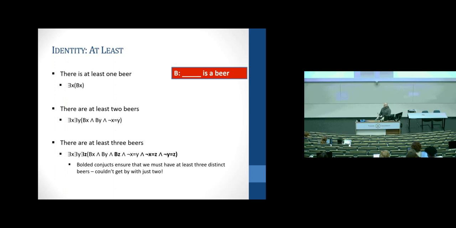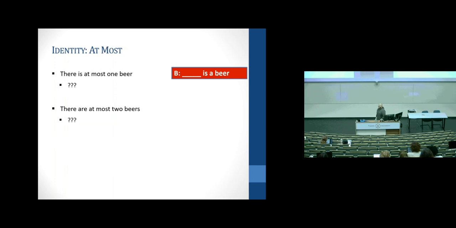Okay, so we have at least. That sets the floor. That sets the minimum. Let's flip it. What if we want to set the maximum? What if we want to talk about at most? So at most sets the ceiling, right? It sets the maximum number you can have.